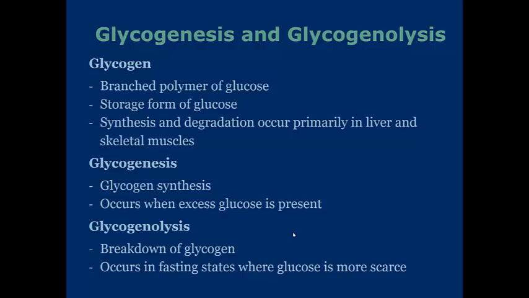Glycogenesis is glycogen synthesis: genesis, glyco, so glyco, beginning. This occurs when excess glucose is present, more than the body can use. And glycogenolysis is the breakdown of said glycogen. Lysis, right, is the breakdown. And in fasting states when glucose is more scarce, the body is going to undergo this process to break down glycogen as an energy source.